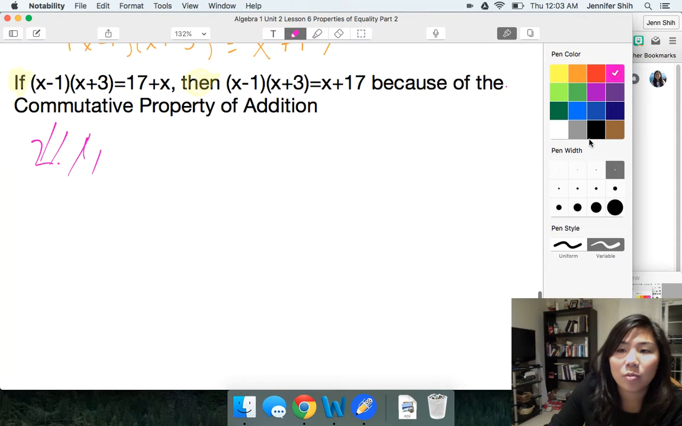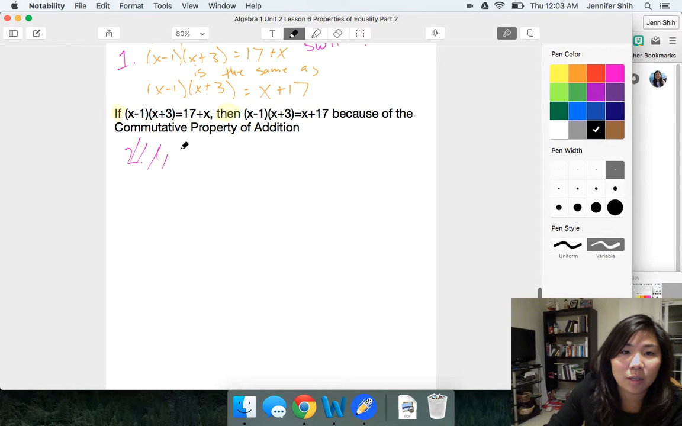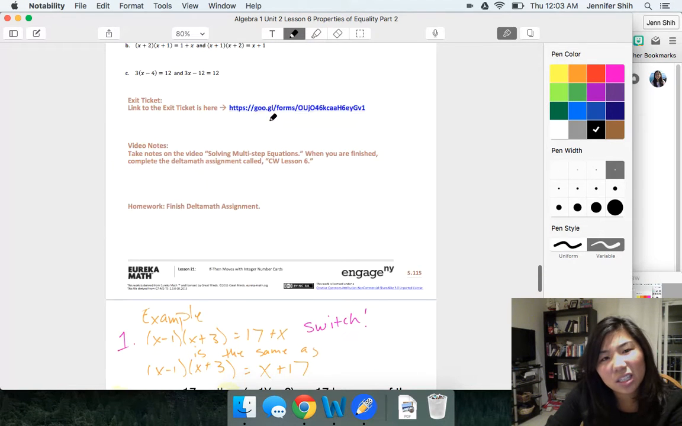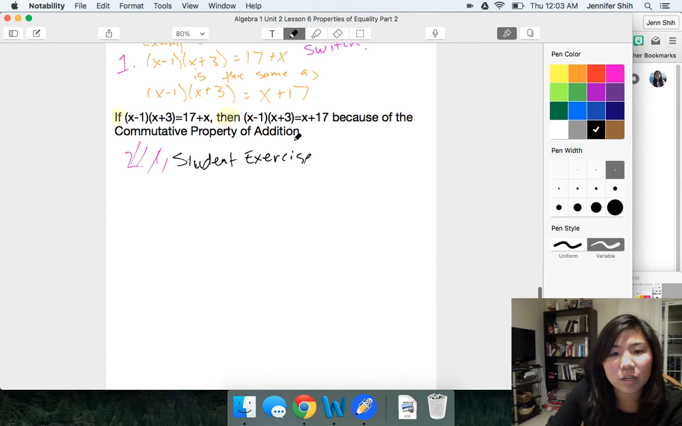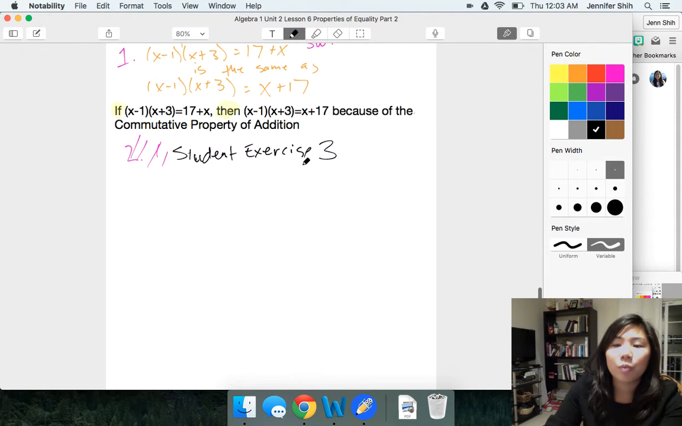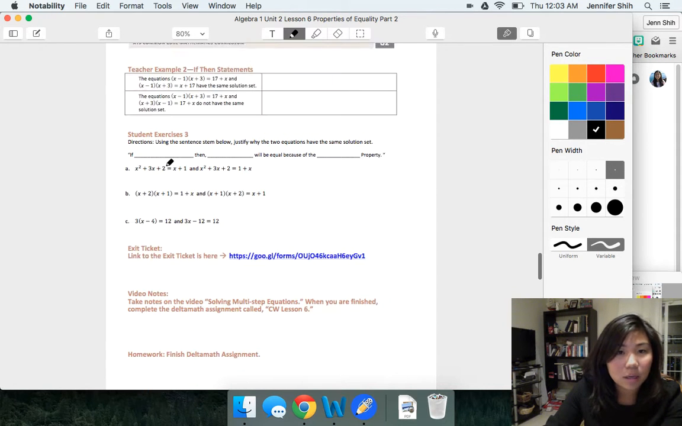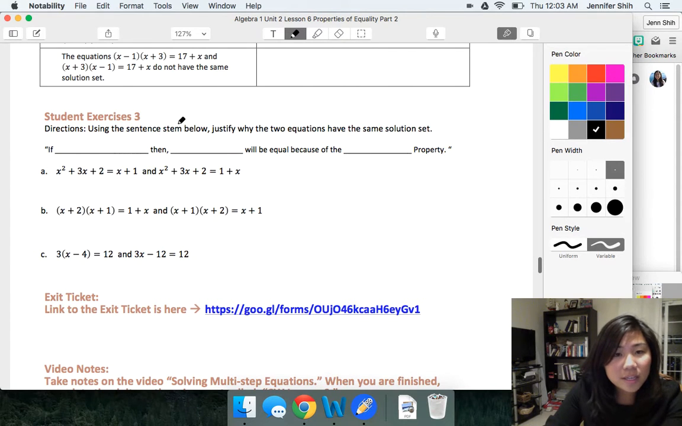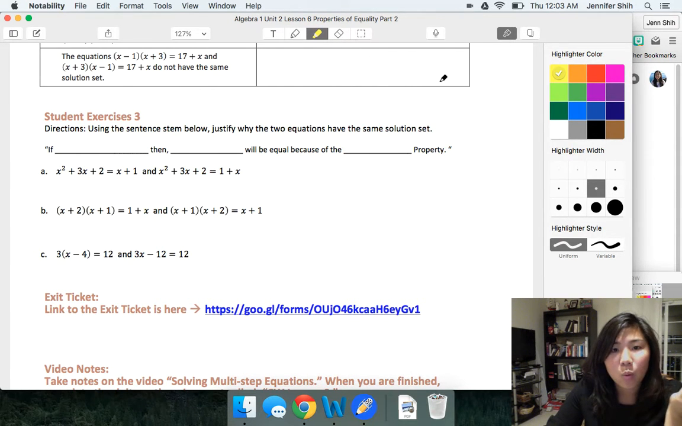So now the next part of your notebook is going to be labeled student exercise 3. I'm going to go back up to the PDF, and you could probably write it right on your paper if you have a hard copy of the PDF. Otherwise, you're just going to write the sentence right below. Okay. Using the sentence stem, justify why the two equations have the same solution set.